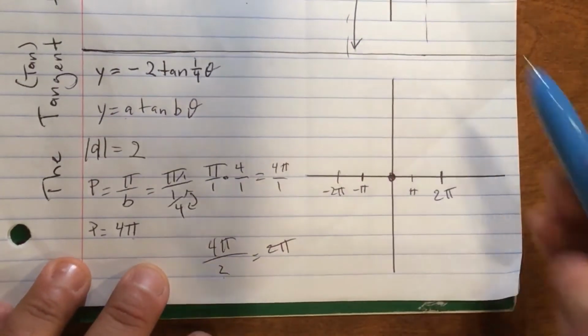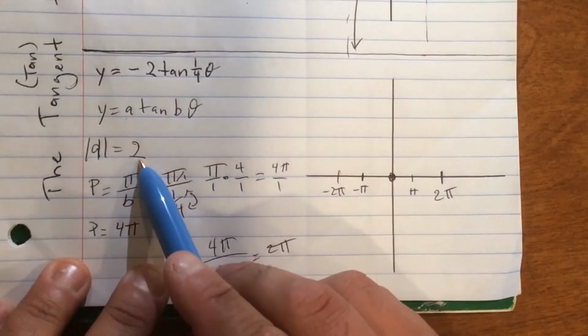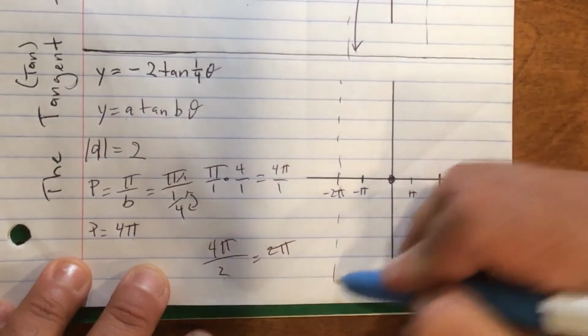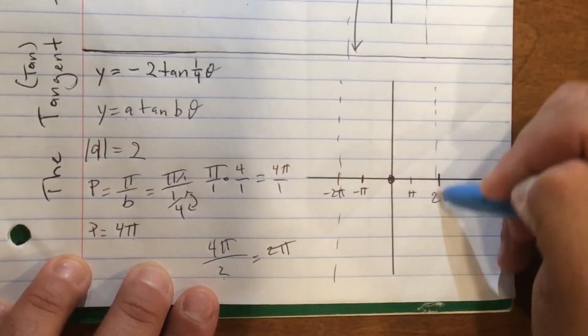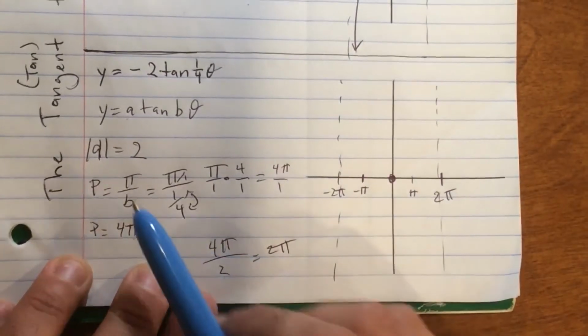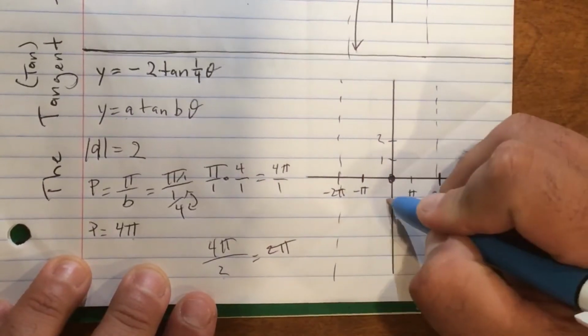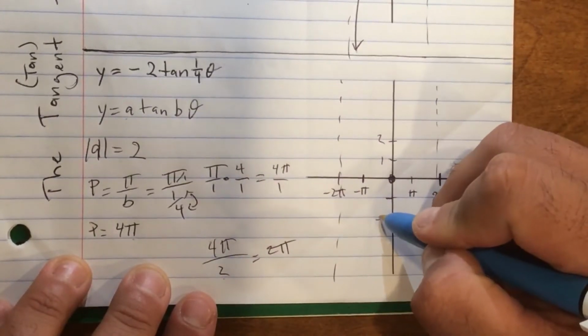Then we're going to go ahead and graph our points. Well, let's do our asymptotes first. It's always going to be the asymptotes on the outside, to show that it never connects. Then we see our a is 2. So 1, 2, 1, 2.